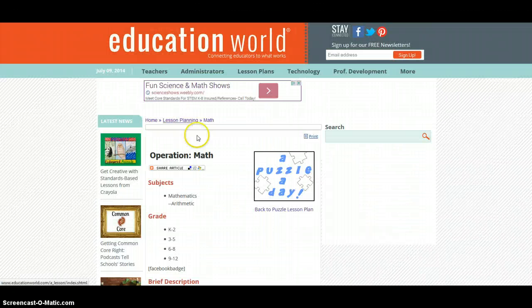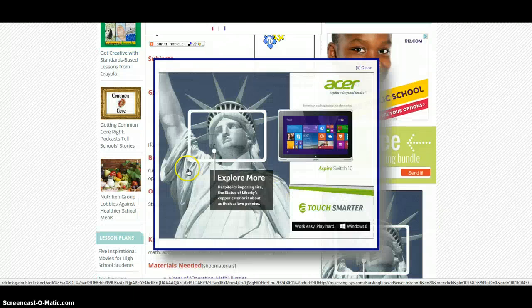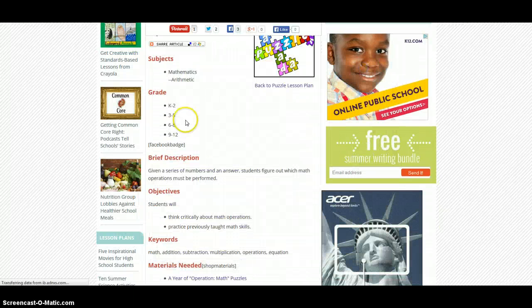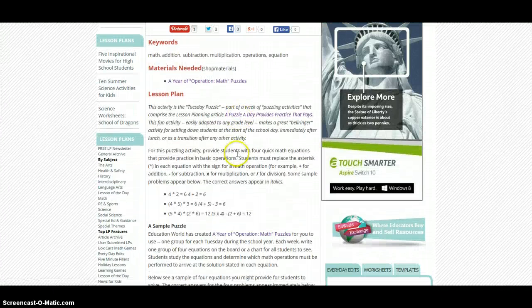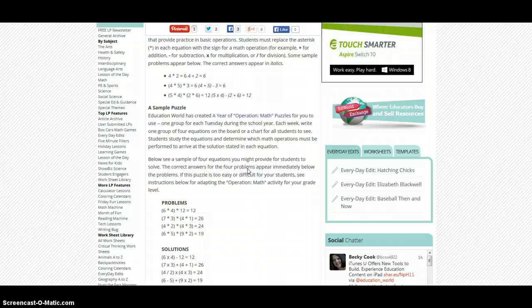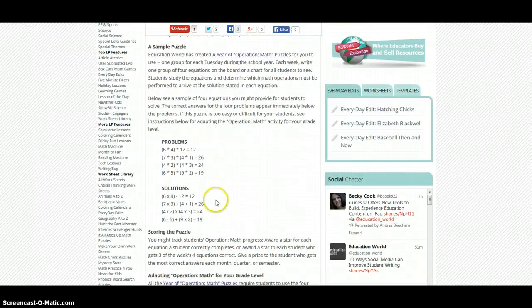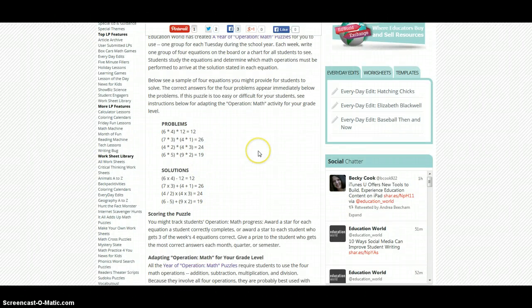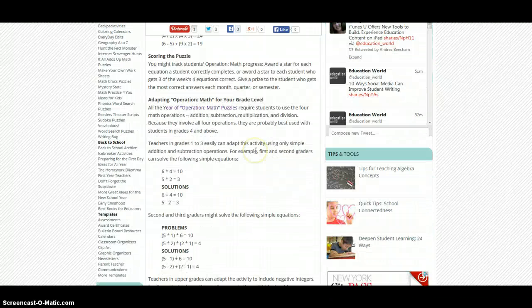Operation Math, I can show you this one. It lets you choose the grade levels. So you can make it more difficult or easier depending on your grade level. Here's the link right here. Here are the problems with the solutions.